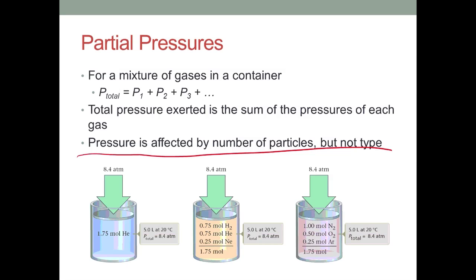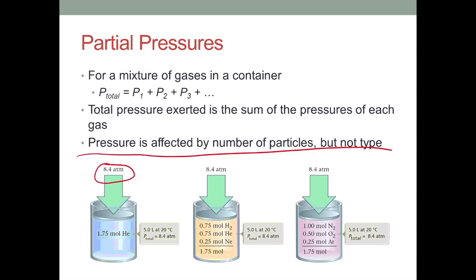So we look at this picture here, the first one, we have 1.75 moles of helium and has a pressure of 8.4 atm. And the next one, we have 3/4 of a mole of helium and 1/4 mole of neon to have a total of 1.75 moles of gas, and we have the same pressure.